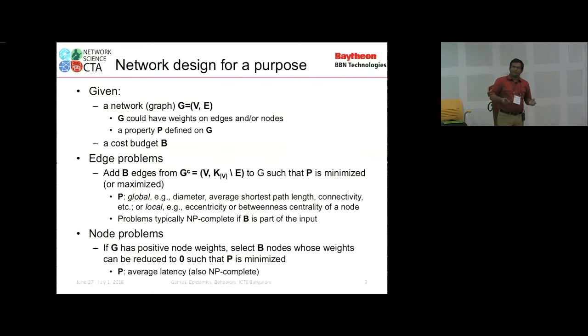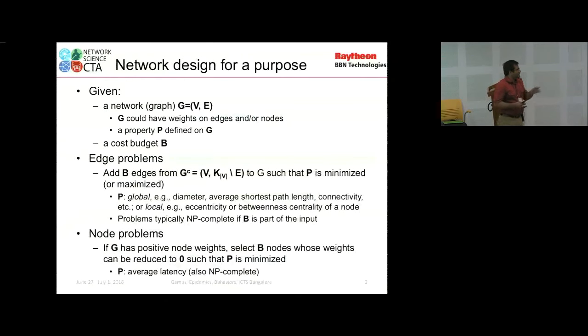Some examples of P are that it could be a global property like diameter, average shortest path length, connectivity, etc. Or it could be something somewhat more local like eccentricity, which is more node focused. It's still a global property, you need the entire graph to compute it, but it's focused on a node, or betweenness centrality of a node, which are sort of node properties.